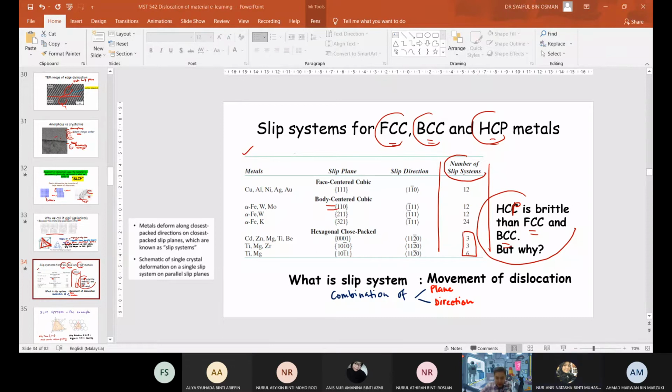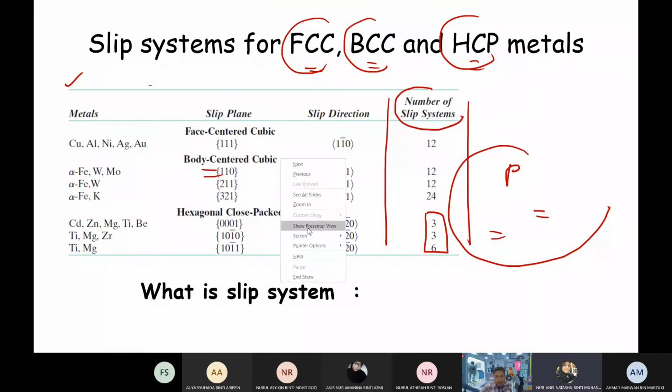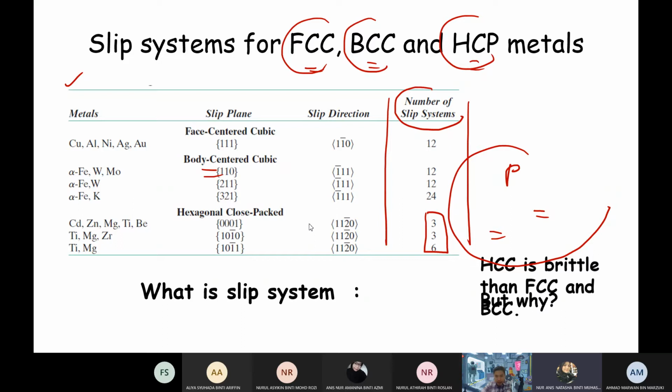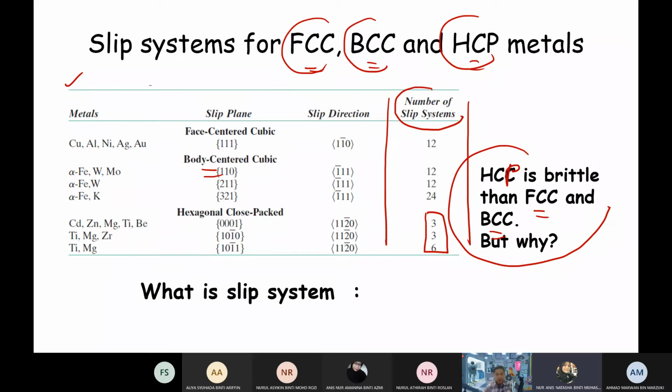Anis, why? Number of slip systems untuk HCP tu dia lagi sikit. Betul, compared dengan FCC dengan BCC. Okay, so if we have fewer slip systems for HCP compared to BCC and FCC, what happened? Apa jadi tu Anis? What happened?